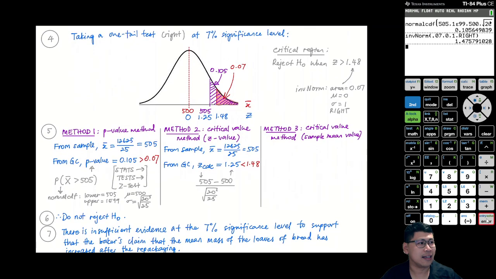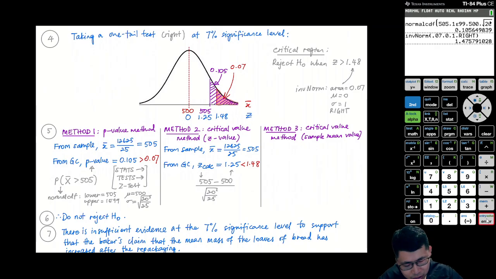So this is how we get the values for the various processes for method 2. This number here, 1.48, comes from inverse normal. This 1.25 comes from the calculated value from the sample mean. We compare and see that the one from the sample mean is less than the critical value, so it will be outside the rejection zone. So this will be method 2.